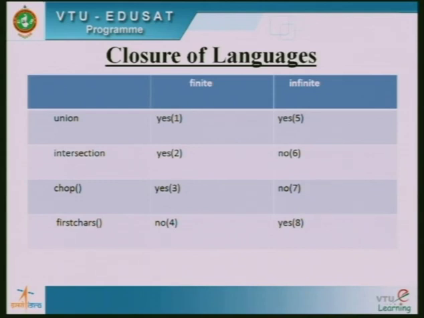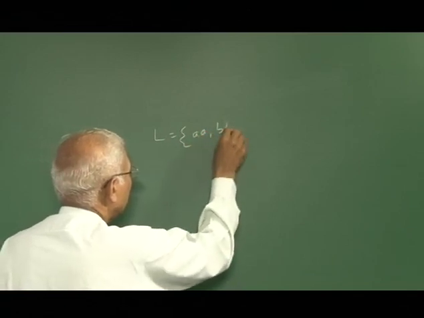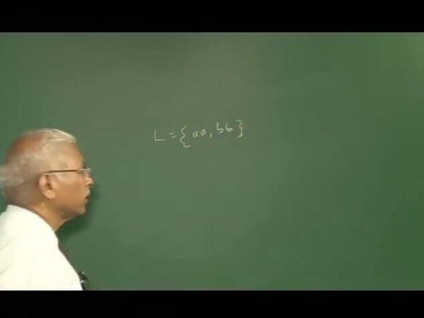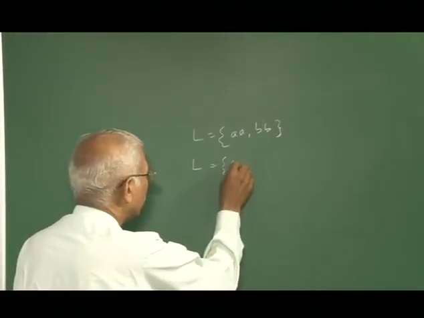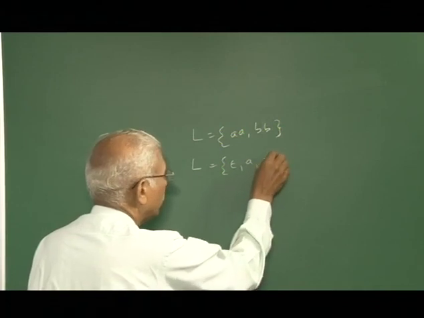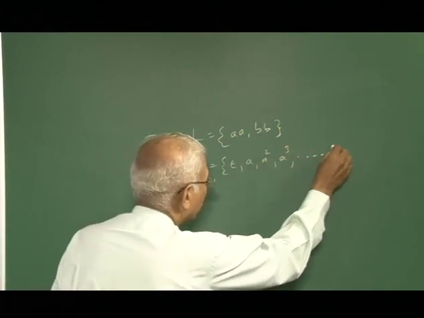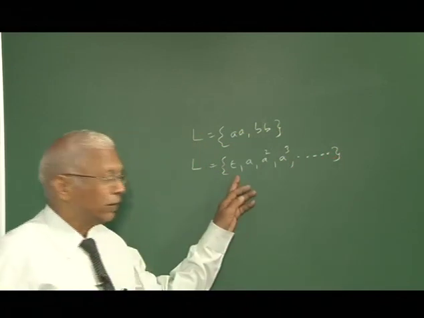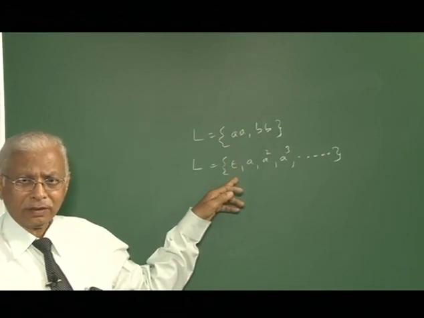A finite language could be a language, but we do not normally consider it. This is finite, whereas L equal to epsilon, a, a square, a cube, and so on to infinity, this is an infinite language. So, we have finite languages and infinite languages.